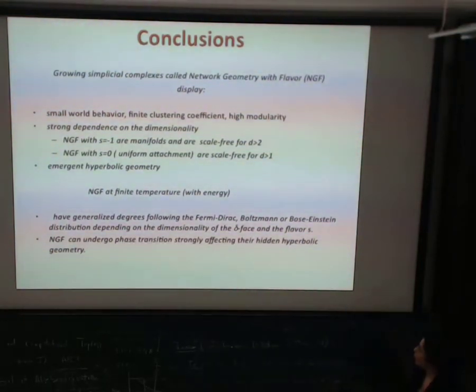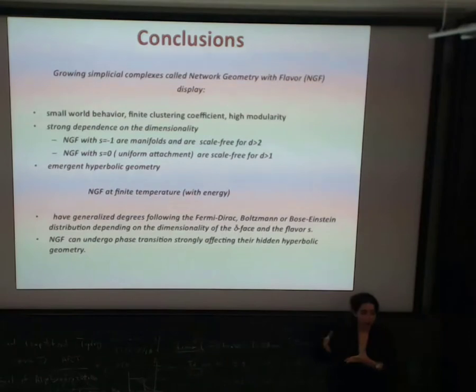And when we have a finite temperature, so we include this fitness and this energy, then we have this connection with emergent quantum statistics, and we can see that at low temperature they undergo a phase transition, in which they apparently choose one direction in which to grow.